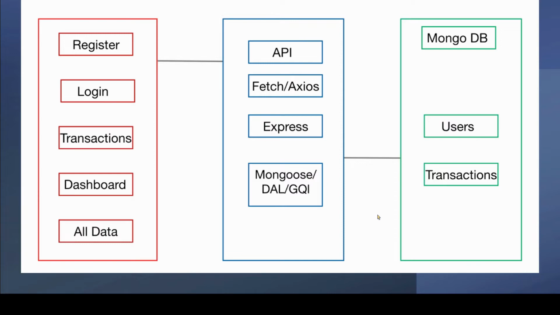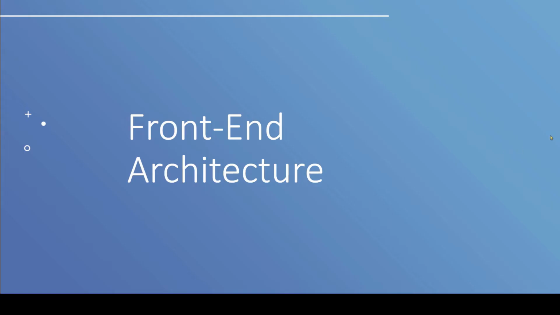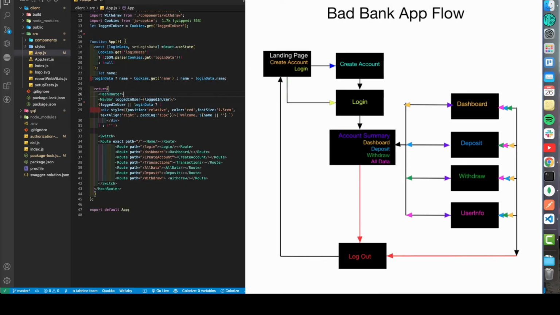Part of the project that I worked on, I started to use Mongoose schema and GraphQL. I also use the data abstraction layer that the course has presented to us. In my MongoDB, I have two sections, users and transactions. The user can access the website through these routes. I have the dashboard, create account, transaction, all data, and deposits and withdrawals.